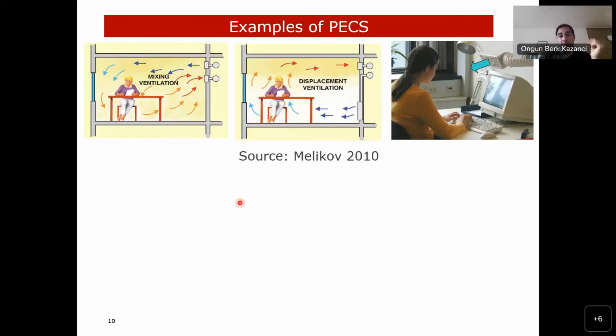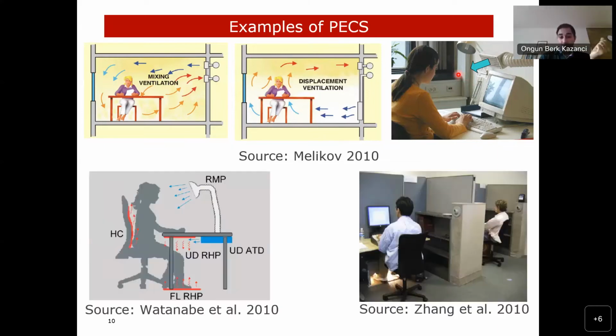Some examples, for example, here on the left and in the middle, we see mixing ventilation and displacement ventilation. These two are trying to condition an entire space, while on the right-hand side, we see a personalized ventilation, which provides the fresh air, and ideally it should not get mixed with the surrounding room air, so the people get fresh air in their breathing zone.